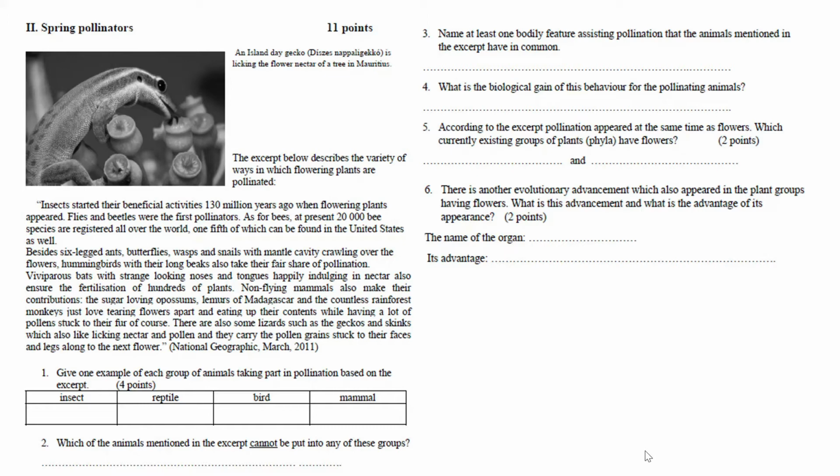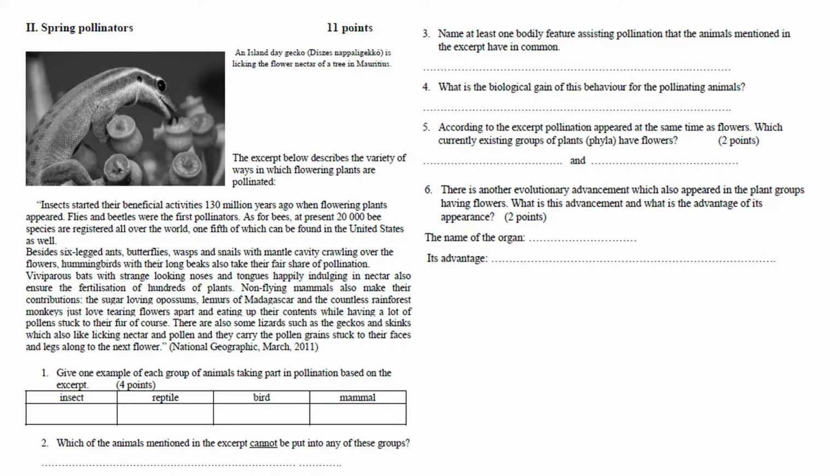As for bees, at present 20,000 bee species are registered all over the world, 1/5 of which can be found in the United States as well. Besides six-legged ants, butterflies, wasps, and snails with mantle cavity crawling over the flowers, hummingbirds with their long beaks also take their fair share of pollination. Viviparous bats with strange-looking noses and tongues happily indulging in nectar also ensure the fertilization of hundreds of plants.